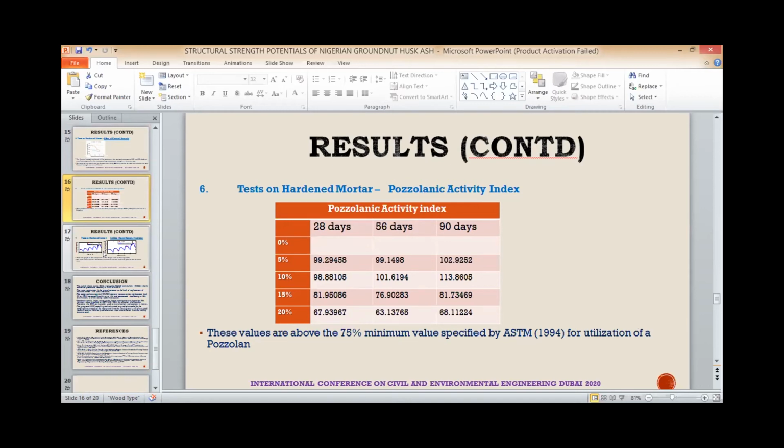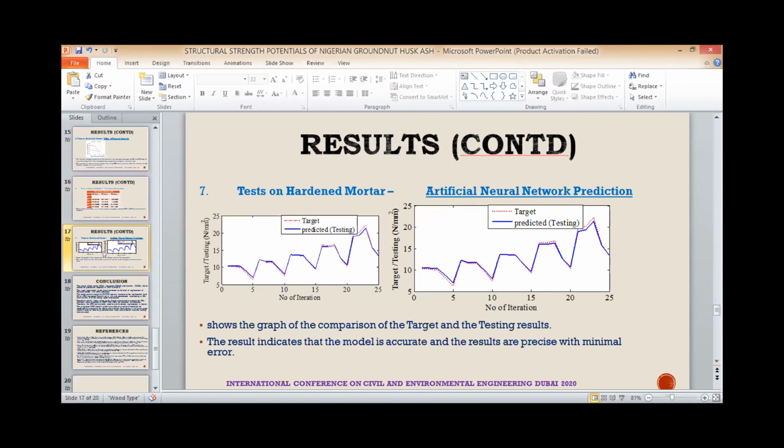Then the artificial neural network. Again, the result is also shown on the table, and the figures show that the graphs of comparison of target and testing results show that the model is accurate as the results are precise with minimum error.